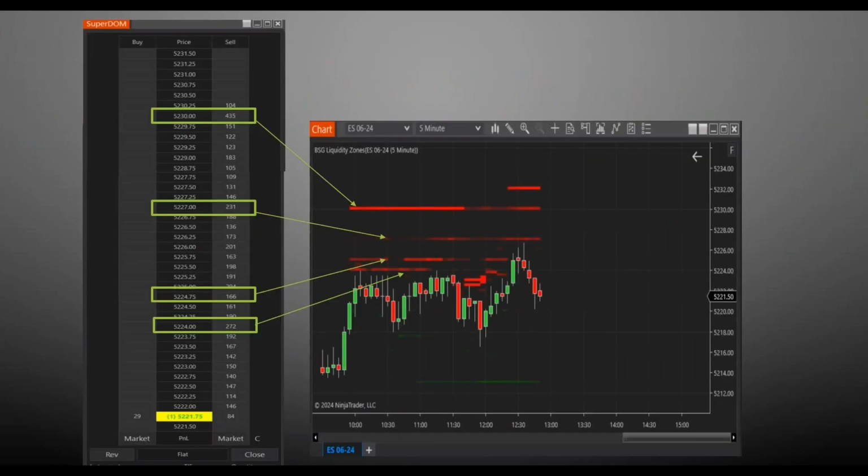This is where you look at the level 2 data. This is the super DOM. I don't know how many of you have level 2 data. If you open the super DOM, these numbers move very, very fast. By the time you see it, the numbers keep on changing, because the order flow comes and goes, and it changes the numbers every single nanosecond. The market is streaming with all the order flow.